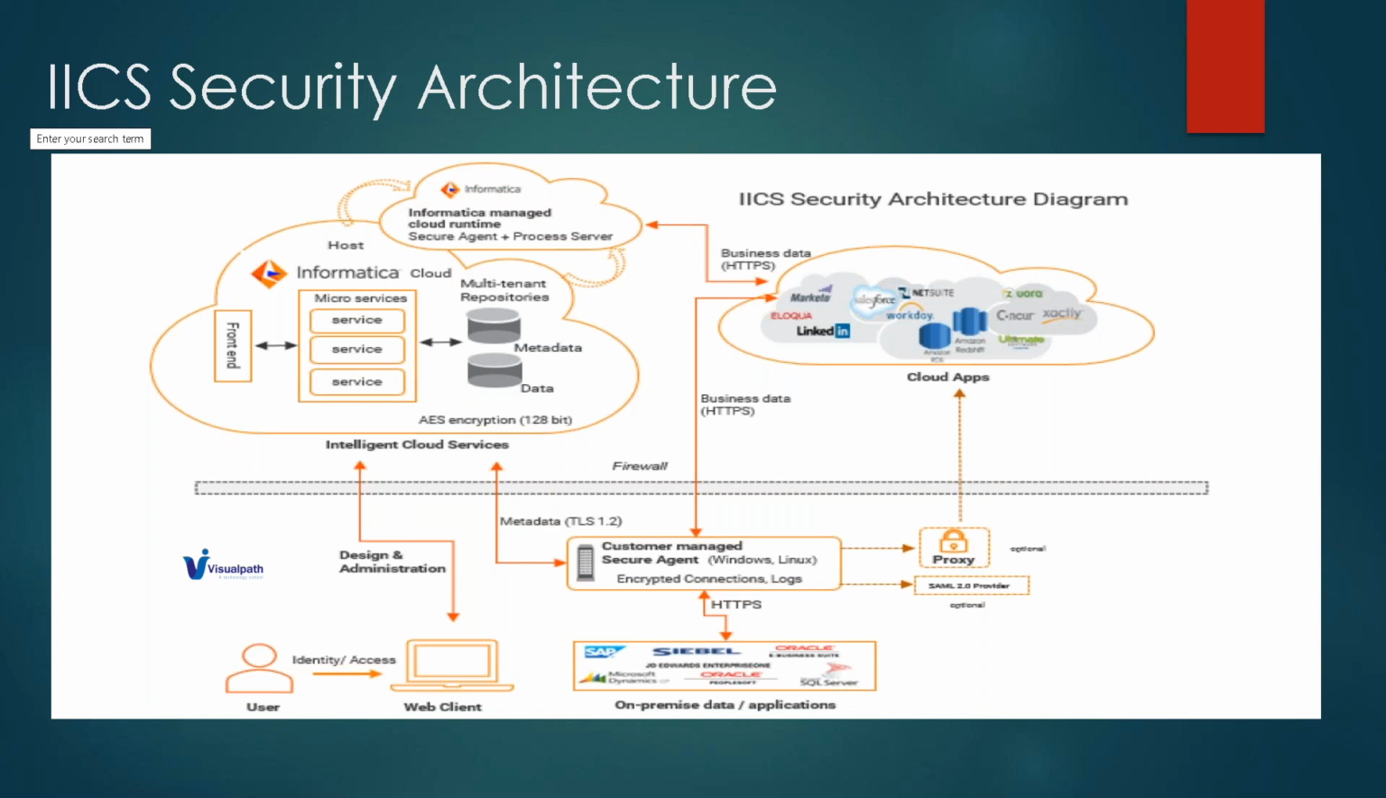Design and administration is one thing here, and you have metadata, and you also have a proxy, and we also have something like a SAML provider. There are different ways where you get on-premise data and work with different applications. From a user perspective, how do you log in? You have an identity, and a user would access a URL through a web client, and connect through the cloud. So that's about the IICS architecture.